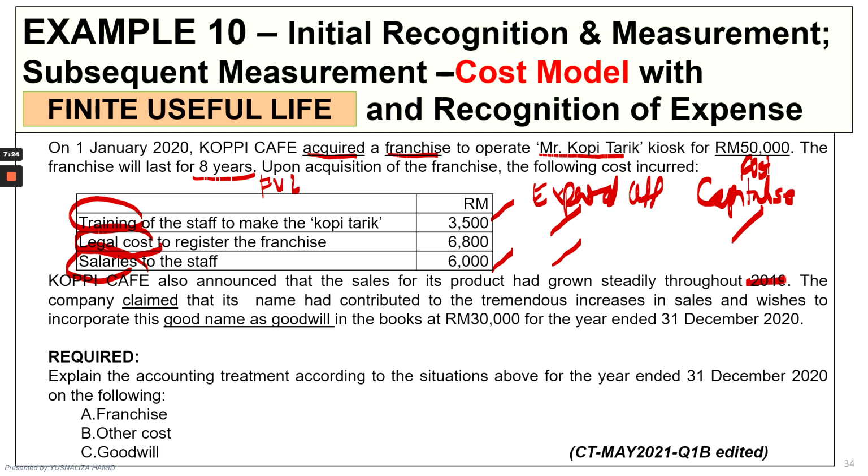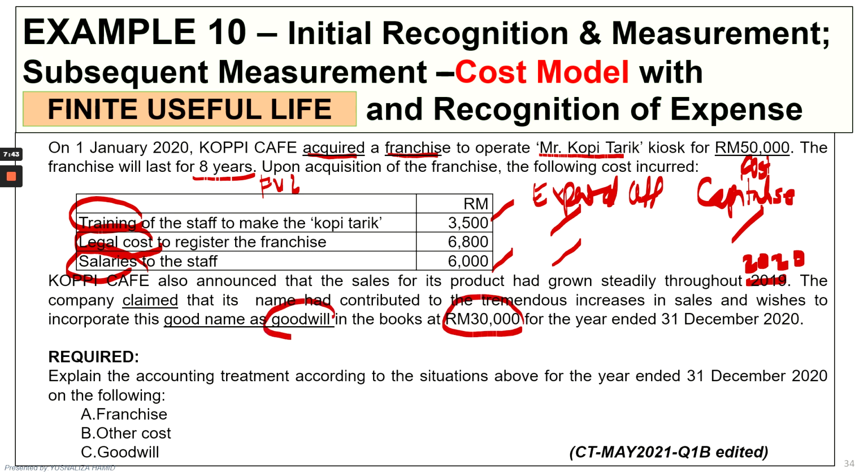2019, this should be 2020. Okay, there's some typo there, just make some correction. The company claimed that its name has contributed to the tremendous increase in sales and wishes to incorporate this good name. And according to them, that good name can be valued at 30,000.